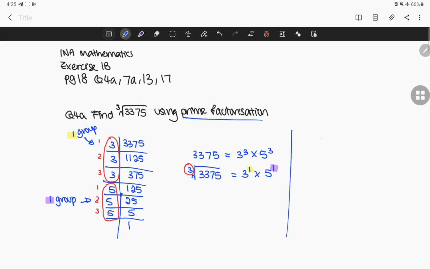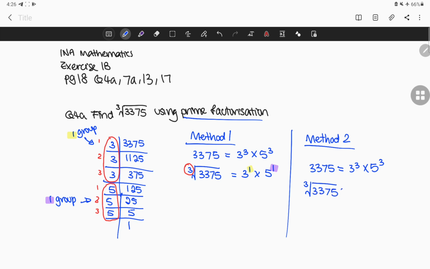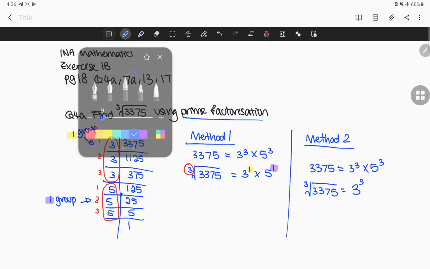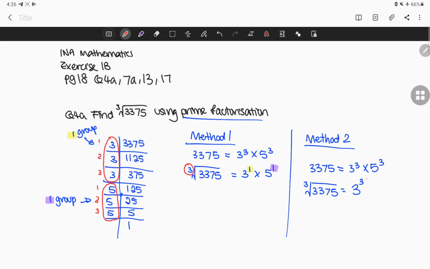There is also another method, method 2. So you can either choose method 1 or method 2. Method 2 is this. You have 3375, and that is equal to 3 to the power of 3 multiplied by 5 to the power of 3. Therefore, the cube root of 3375 would just be equal to 3 to the power of 3 divided by 3.